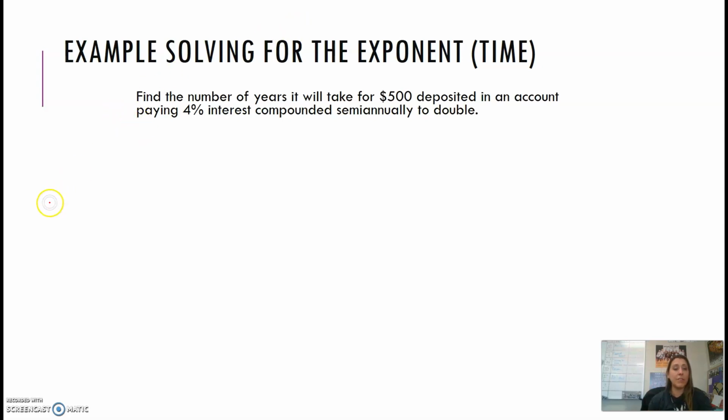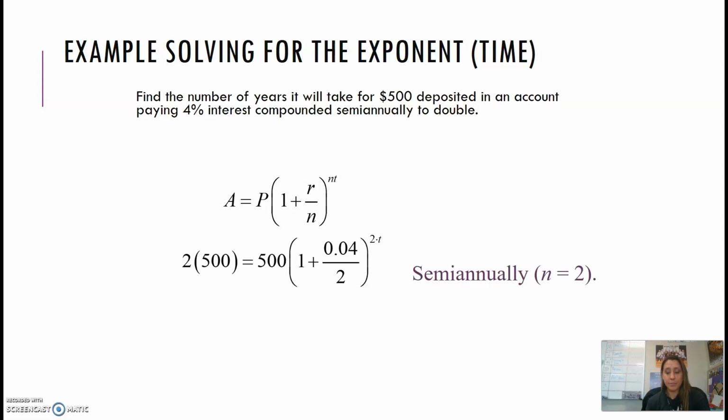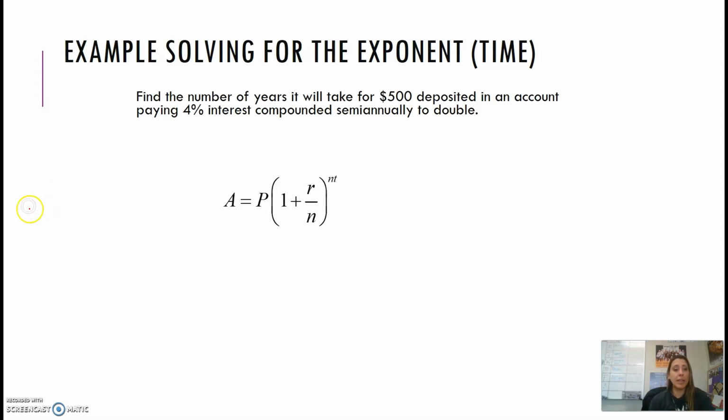So we want to find the number of years it's going to take, so we don't know, for $500 to be deposited in an account at a 4% interest compounded semi-annually to double. So what we're going to do is use our compound interest formula, and that'll be given to you. And we want to say our A is going to be equal to 2 times 500.